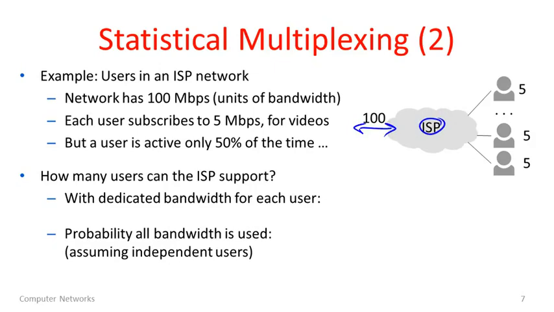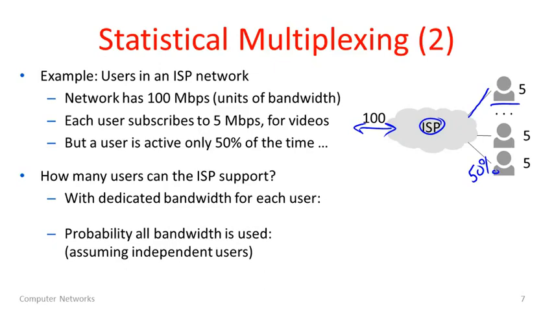We haven't gone over megabits per second, but just think of that as units of bandwidth. So 100 units of bandwidth. Now each of the users here wants to subscribe to 5 megabits per second. That's how much bandwidth maybe you want at home to ensure that you can watch your videos. But the statistical multiplexing bit of it is that each user is active only 50% of the time. Actually, that's quite high. Many users might not be active that often, but let's just say 50% of the time. At most, that's when they're active.